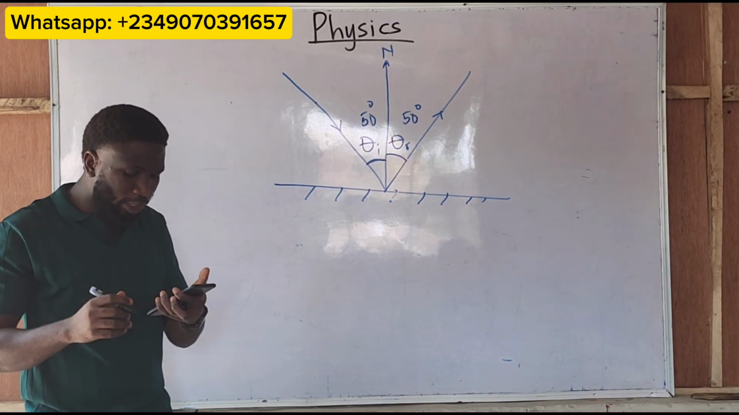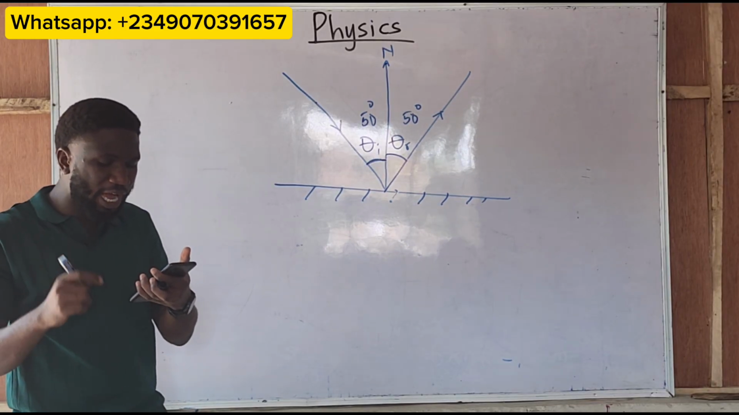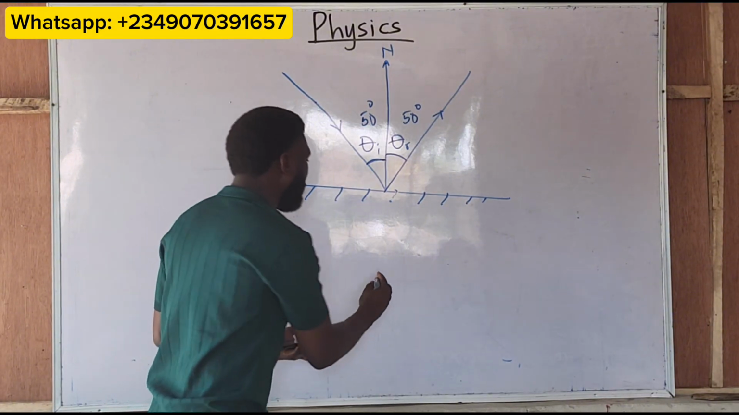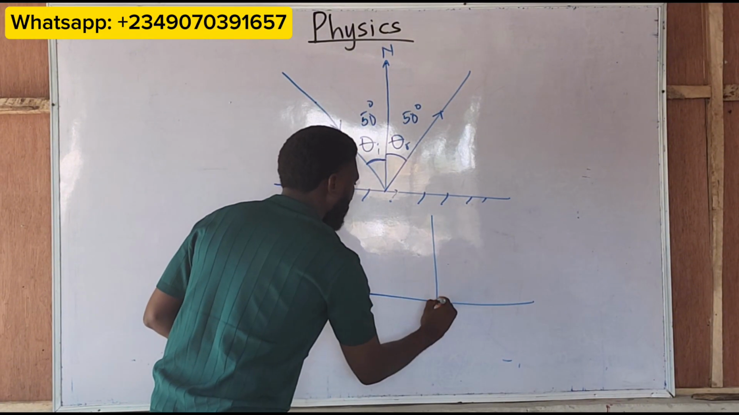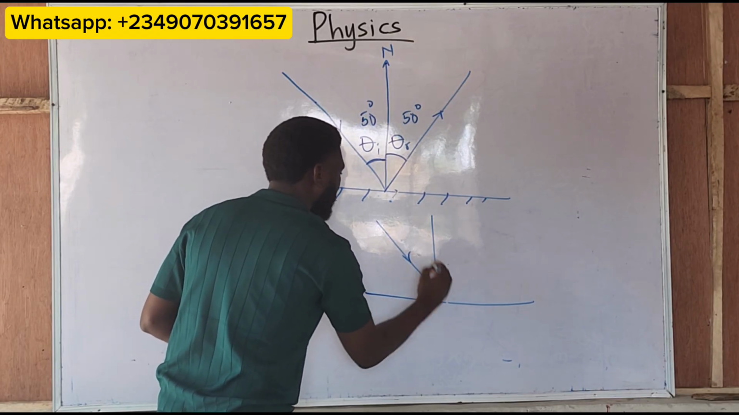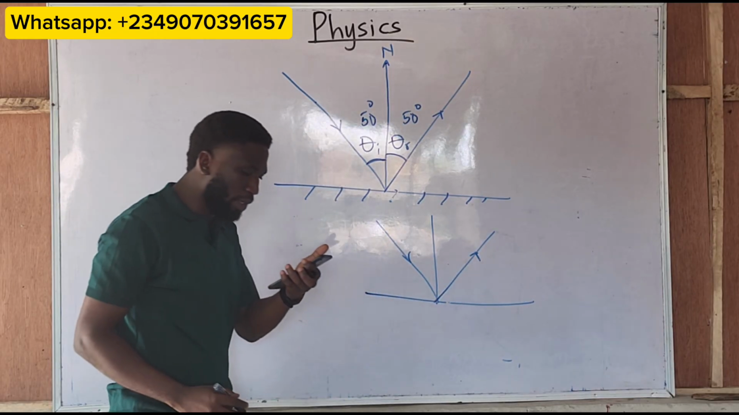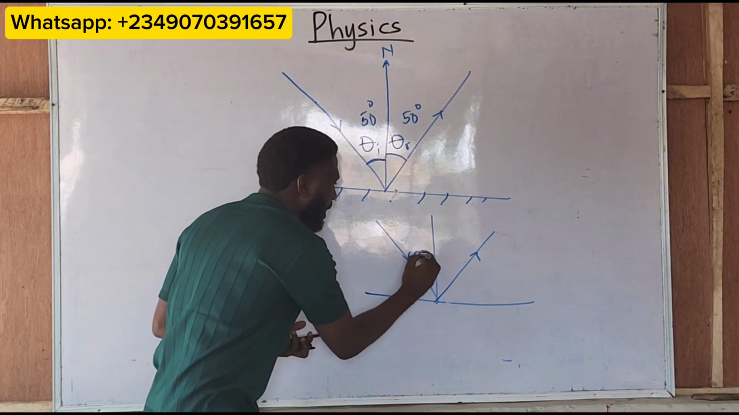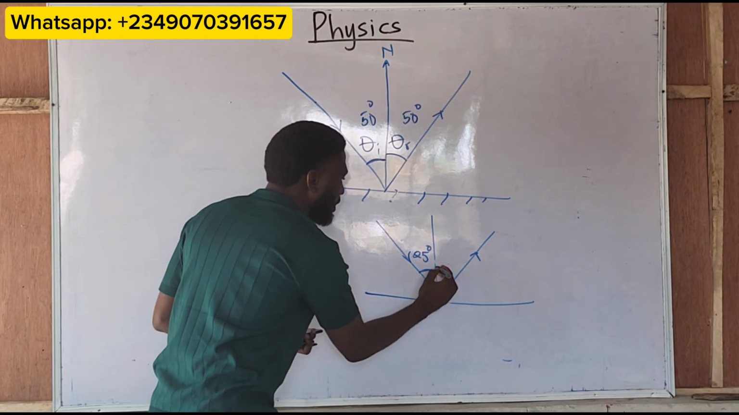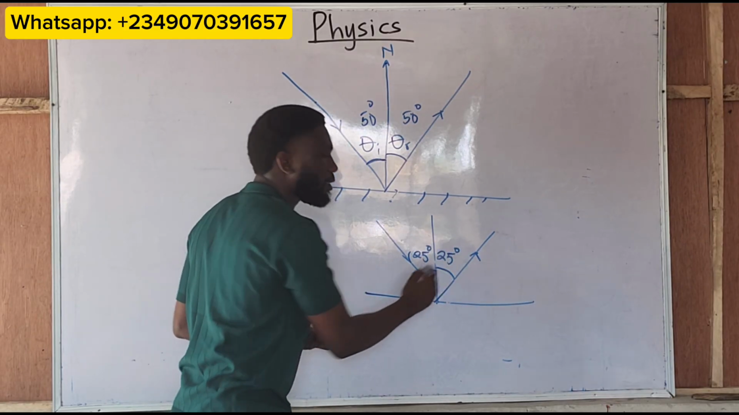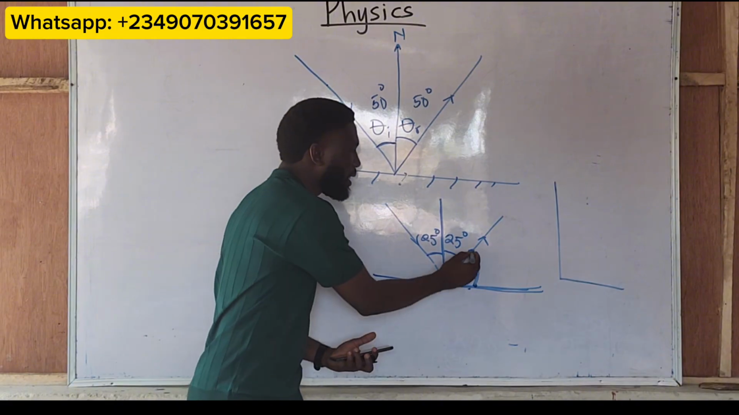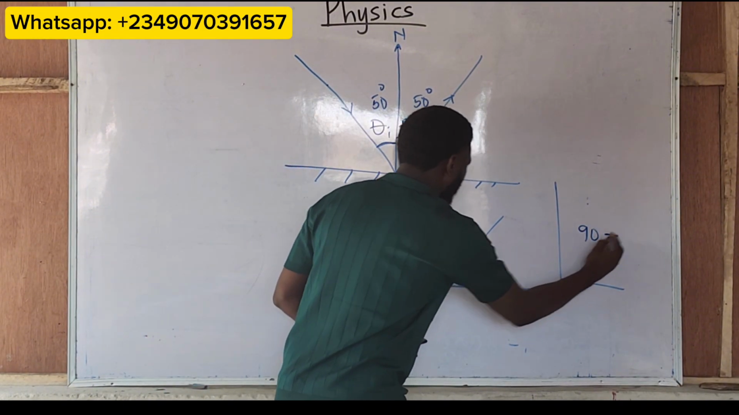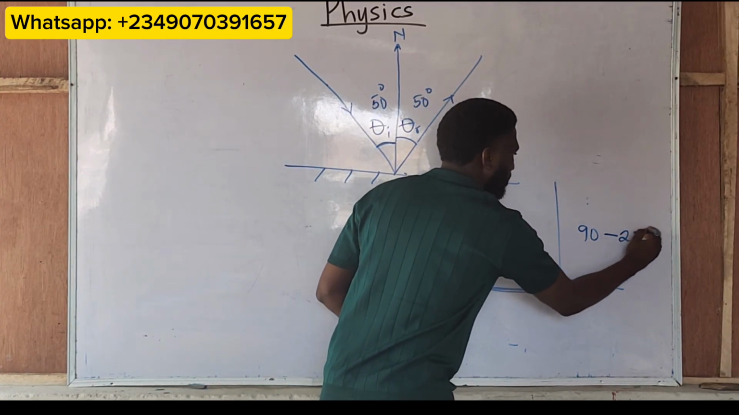So now we are told to find the angle made by the reflected ray with the surface of the mirror. So imagine we have this. From the question, this is the incident ray, this is the reflected ray. So we are given the angle of incidence to be 25 degrees. So if this is the angle of incidence, 25 degrees, that means the angle of reflection too will be 25 degrees. The angle made by the reflected ray to the surface will now be 90 minus 25 degrees.